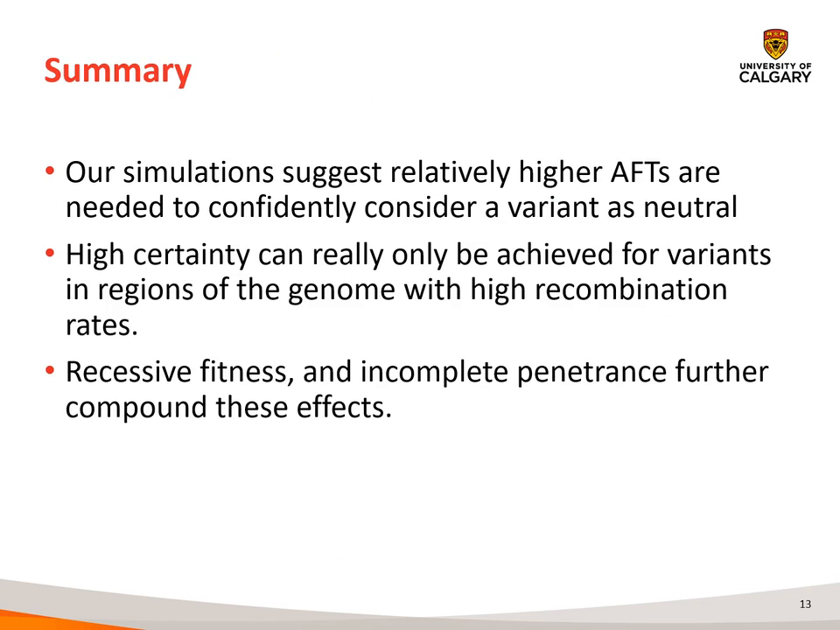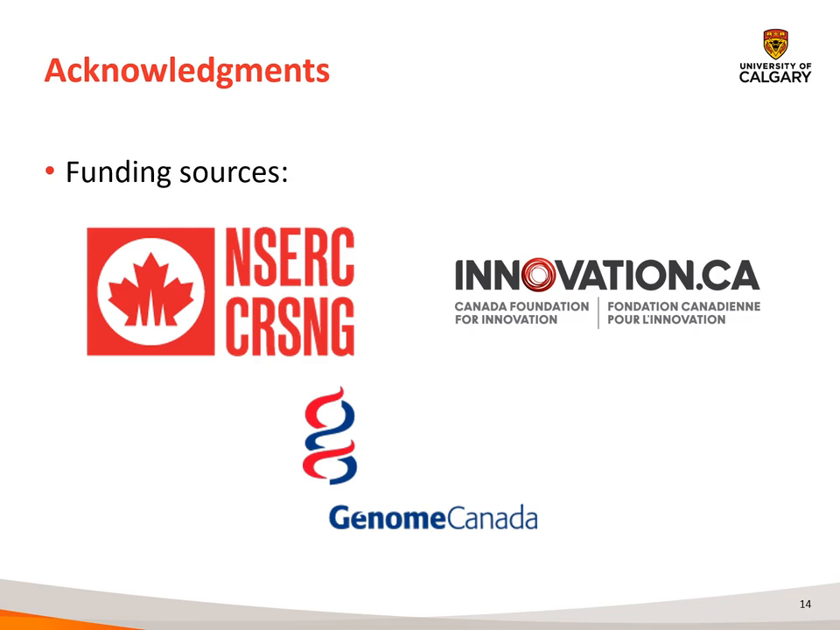To summarize, our simulations suggest relatively higher allele frequency thresholds are needed to confidently classify a variant as neutral. The most important consideration is how confident one must be for a given application. By reasonable standards, certainty can really only be achieved for variants in regions of the genome with high recombination rates at very high allele frequency thresholds. And lastly, recessive fitness and incomplete penetrance further compound these effects and allow deleterious variation to persist in the population at high allele frequencies. That concludes my presentation.